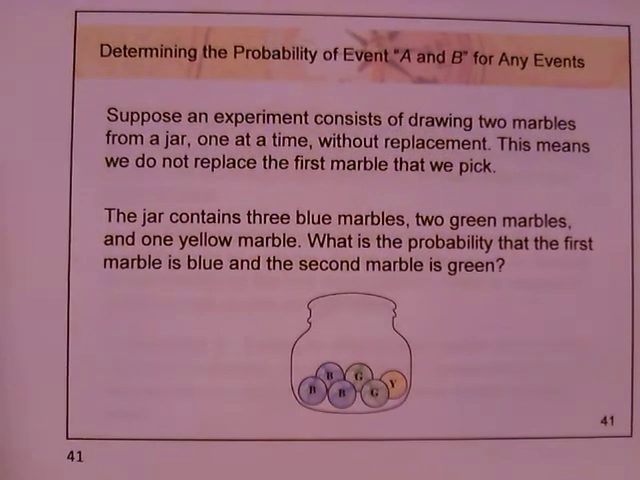Alright, let's say we have this. Suppose an experiment consists of drawing two marbles from a jar, one at a time, without replacement. This means we do not replace the first marble that we pick. The jar contains 3 blue marbles, 2 green marbles, and 1 yellow marble. What is the probability that the first marble is blue and the second marble is green?